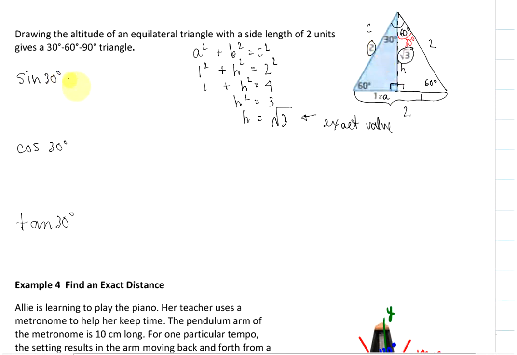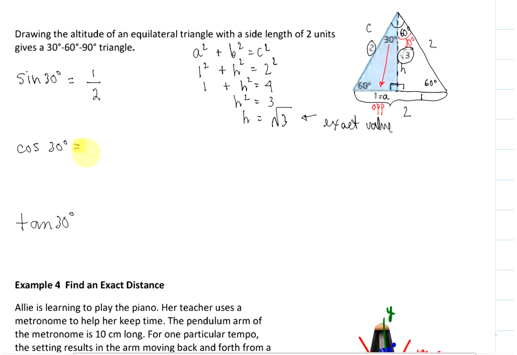Okay, so we want the sine of 30 degrees. We know that sine is opposite over hypotenuse. And so the side opposite to the 30 degrees is the 1. And so the opposite 1 over the hypotenuse 2 gives us a sine of 30 degrees being 1 over 2.